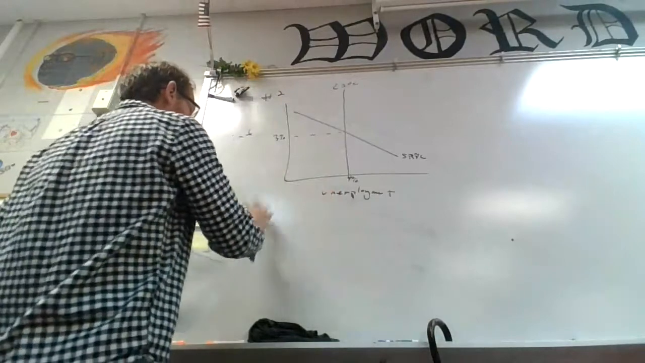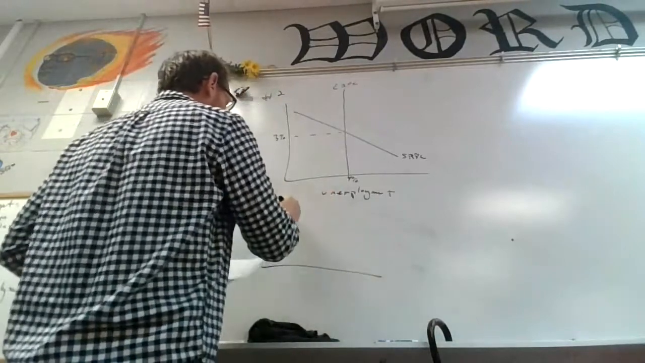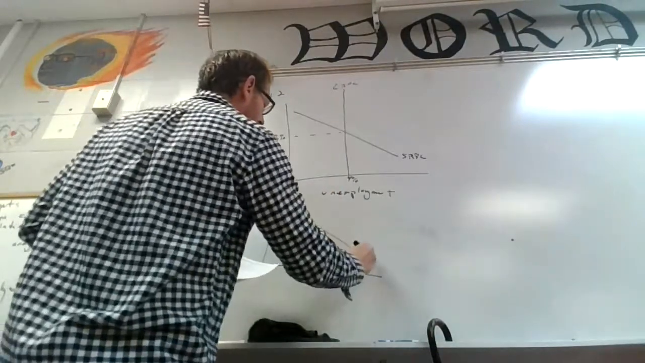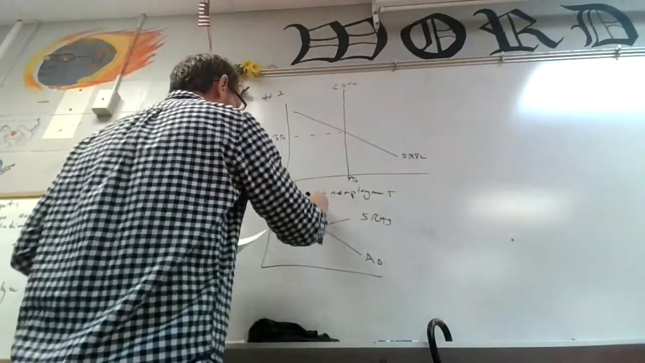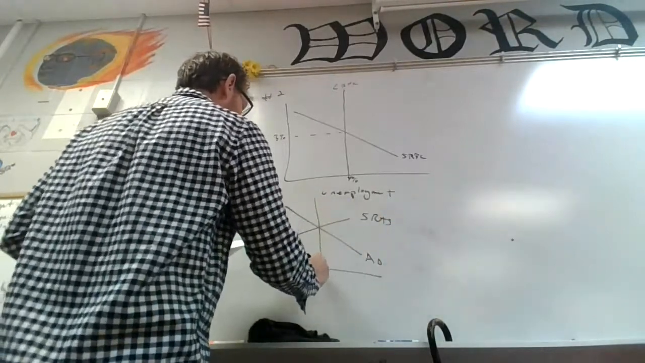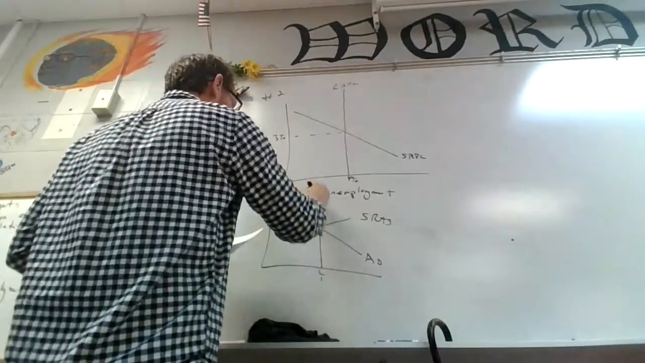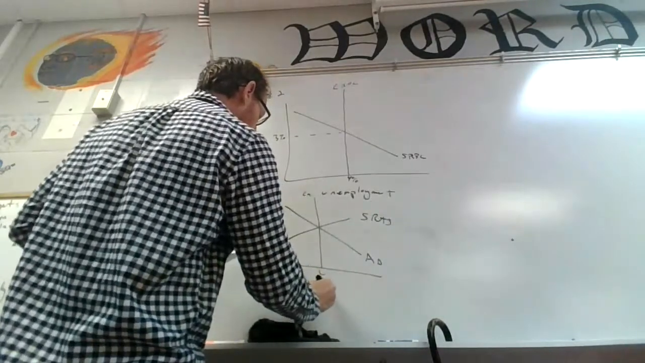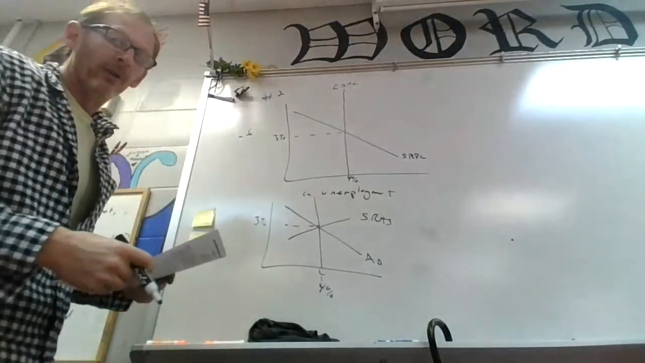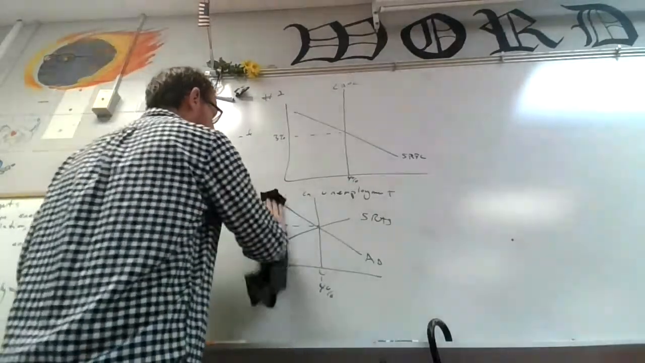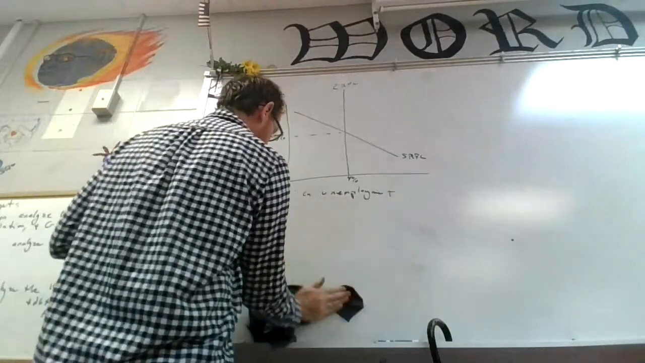So essentially, if we were drawing an ADAS graph, if we were drawing an SRAS graph, this would be 4%, and this would be 3%. That would be if we were in full employment output. Okay, so that would be the first part of it.